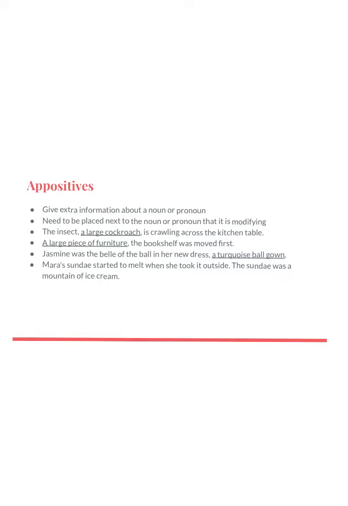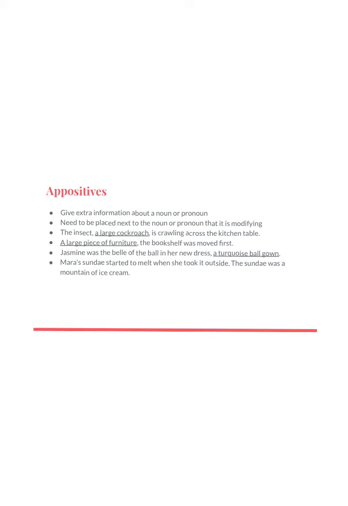So the insect, a large cockroach, is crawling across the kitchen table. So a large cockroach is our appositive phrase. It is modifying insect. So notice right next to it, and we have commas on both sides, because if you took it out of the sentence it would still make sense. So it interrupts the natural flow of the sentence. So you've got to put commas around it.